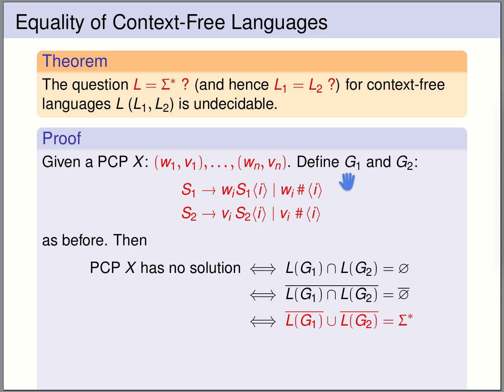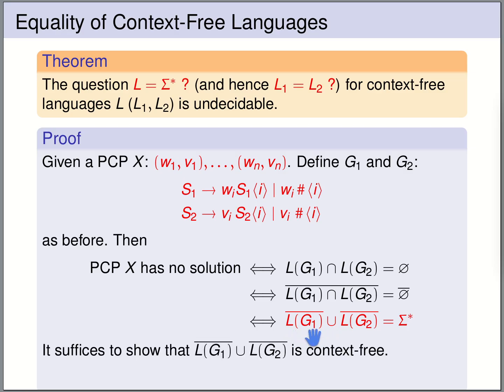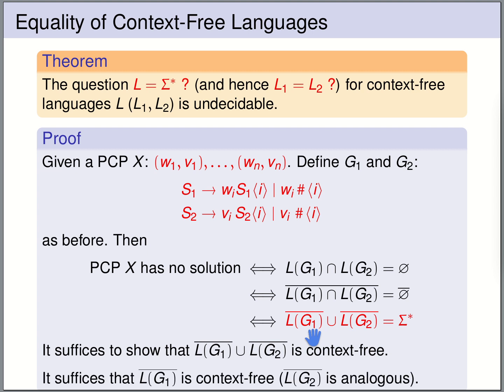But G1 and G2 are defined analogously, so actually it suffices to show it for one of them, and for the other one it follows in the same way. So now it suffices to show that the complement of the language of G1 is context-free. And then because we know that this is undecidable, it follows that this question must be undecidable, and therefore these problems are indeed undecidable. So we will continue by showing that the complement of the language of G1, of this grammar, is context-free.